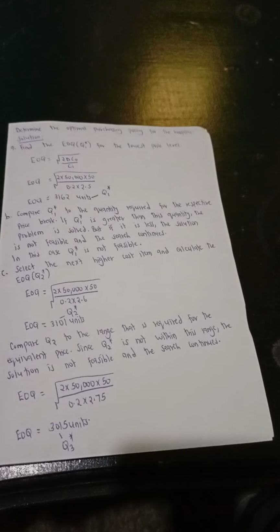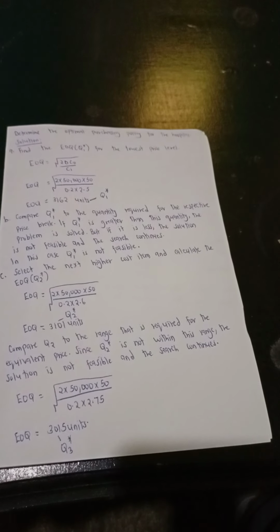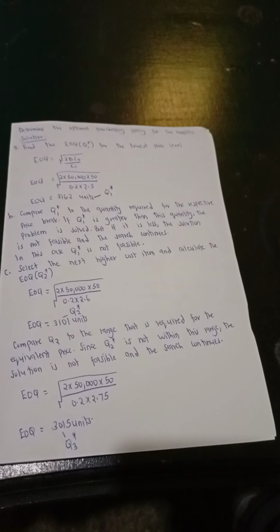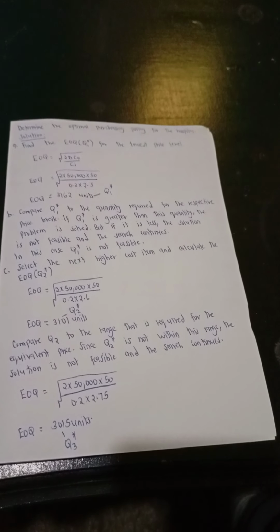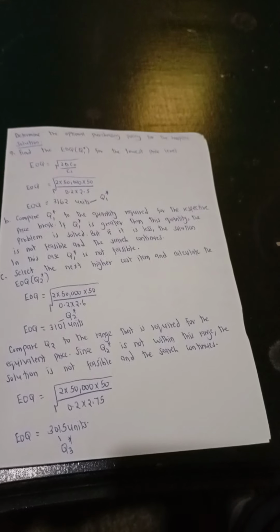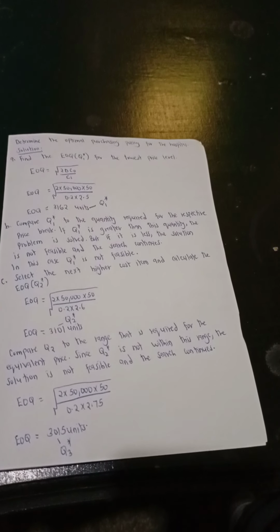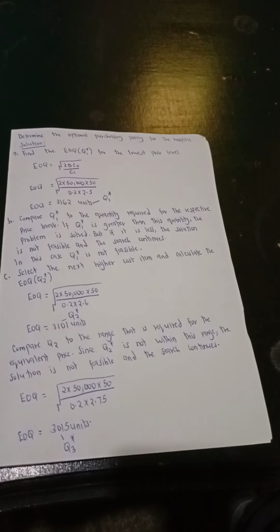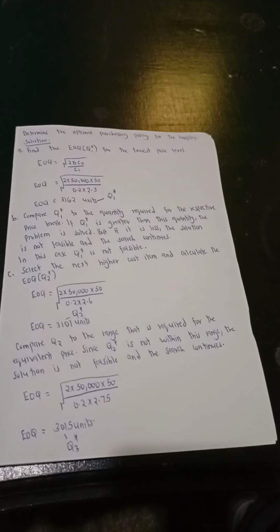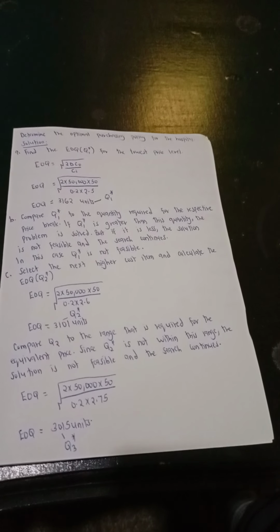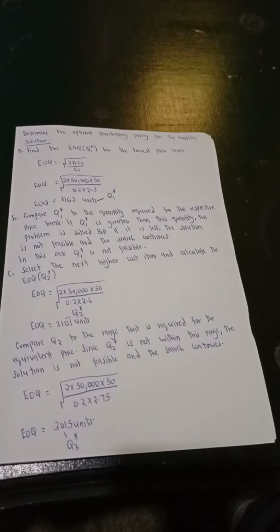So we compare Q2 to the range that is required for the equivalent price. Since Q2 is not within this range, the solution is not feasible and the search continues. We can see that the range where the price is 2.6 is 5,000 to 9,999, and definitely 3101 does not lie in that range. So we continue with the search.